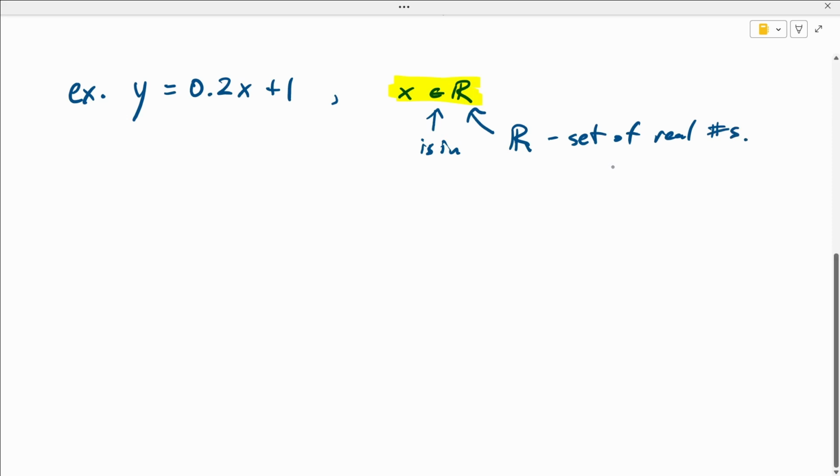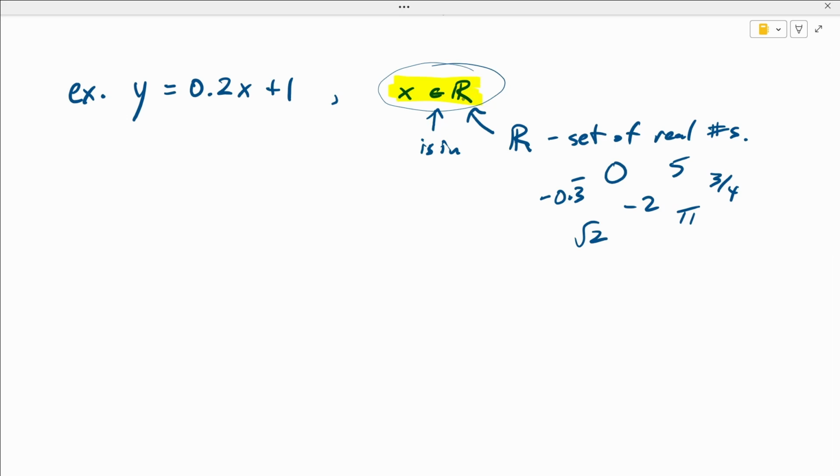The set of real numbers includes 0, it includes 5, it includes -2, it includes 3/4, it includes -0.3 repeating, it includes pi, it includes √2, it includes all sorts of numbers. The only thing that it doesn't include is imaginary numbers and complex numbers. So this part right here says, look, all the elements of this set are defined by this relation.